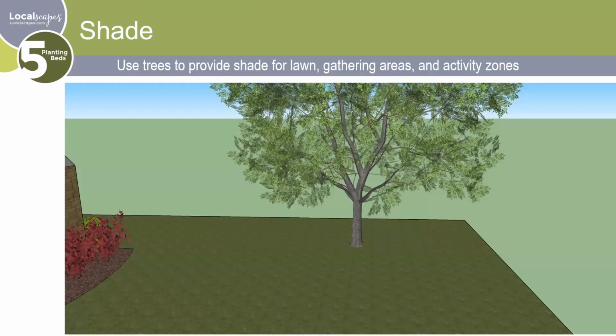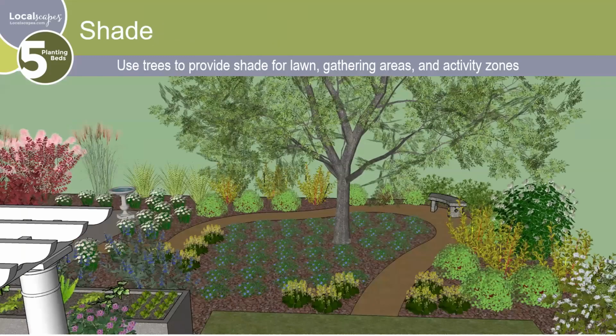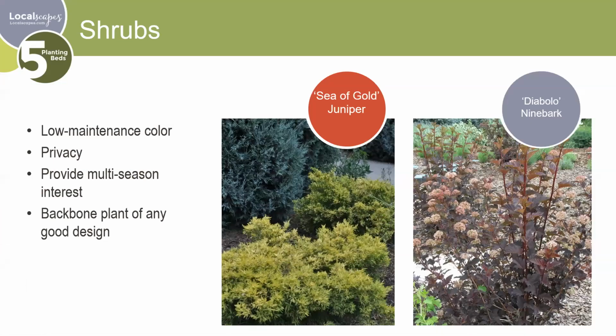They provide shade for your lawns, your gathering areas, and your activity zones, which is always really nice. So you can have shady plants underneath trees. You can have shade for a nice little bench on your pathway, right? And then next thing is shrubs.